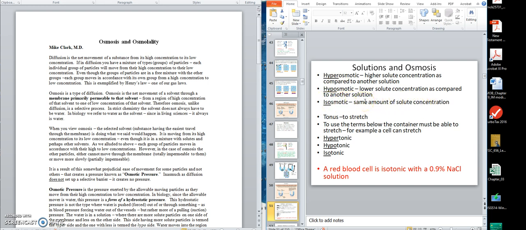isoosmotic. Now, if we're dealing with a container that can stretch, like a cell, then we use the Latin word tonus, to stretch. Then we can use these terms, which are the clinical terms, hypertonic, hypotonic, isotonic, which is synonymous with this. Now, in ENP1, you should have learned that a red blood cell is isotonic with a 0.9% sodium chloride solution. That, in fact, is what we call normal saline.